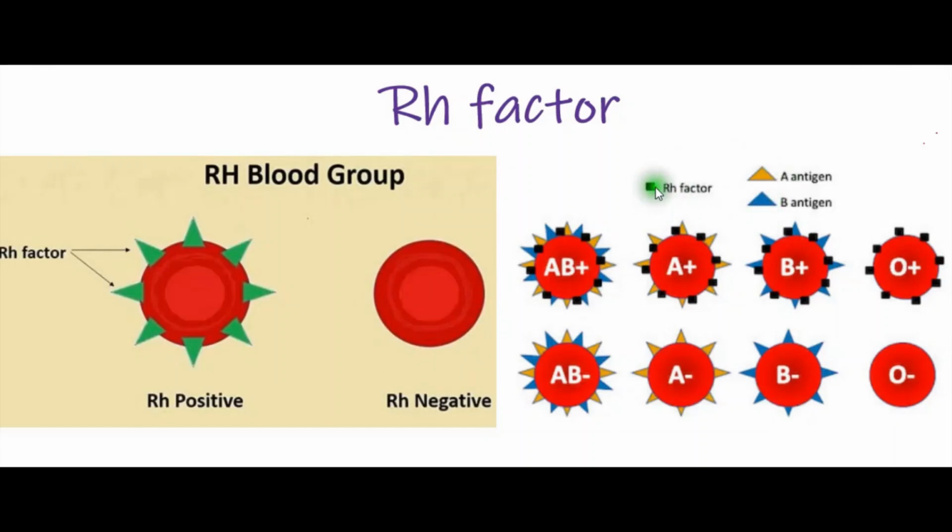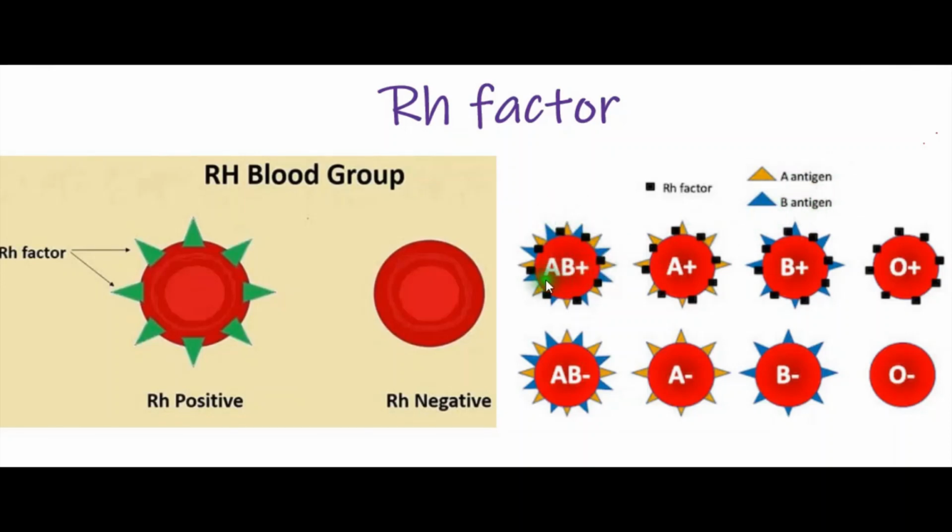Now through this diagram we can see the colors. The black color indicates RH factor. The light yellow or orange color indicates A antigen, and the blue color indicates B antigen.